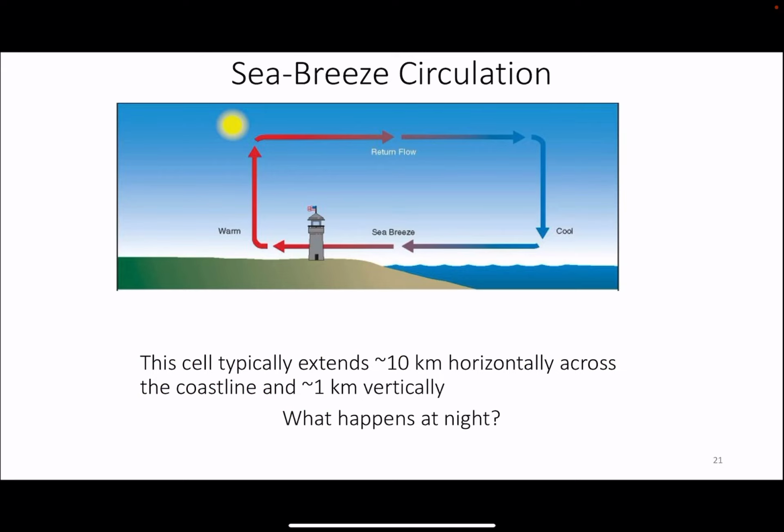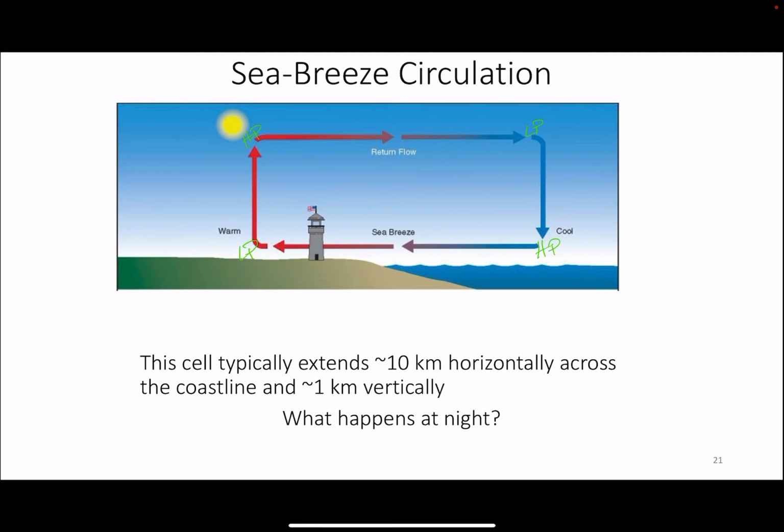Okay, so this is looking at it again sort of qualitatively. This idealized sea breeze circulation sets up and extends usually about 10 kilometers horizontally across the coastline and about 1 kilometer vertically, just to give you an idea of the scale of this kind of setup. And so you'd have higher pressure here and lower pressure here, and then higher pressure here and lower pressure here, that's helping establish this circulation.